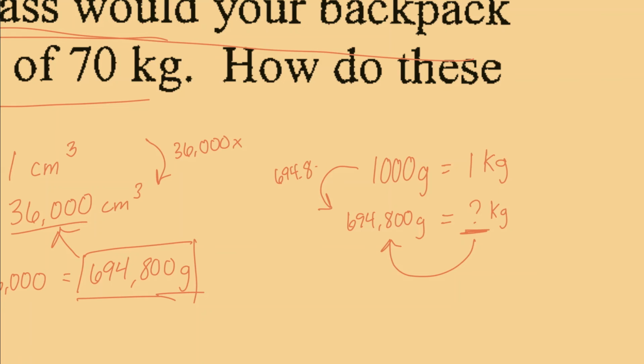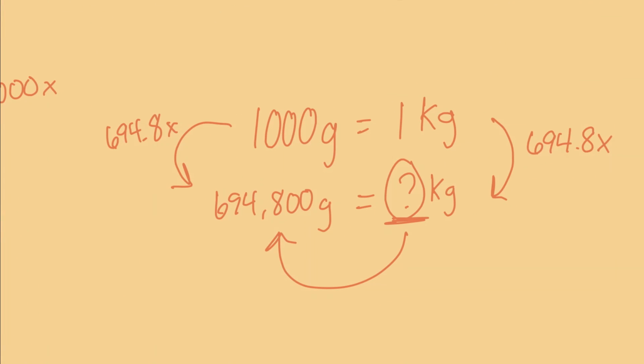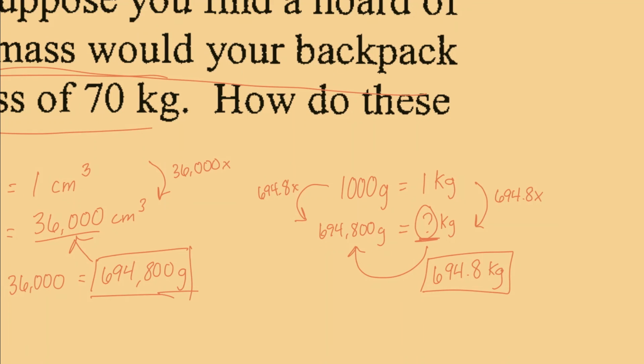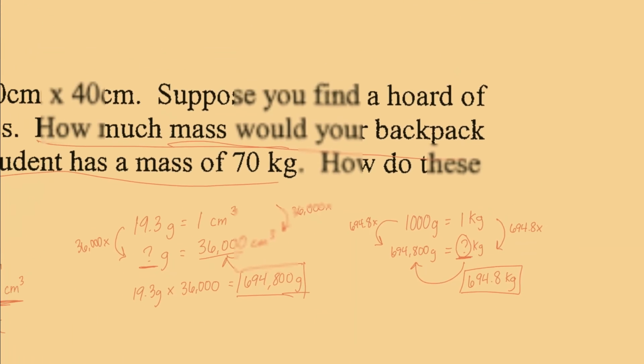694.8 is the number of times. All right, so if I have 694.8 times as many grams on my left, I should also have 694.8 times as many kilograms on my right. So to figure out what this question mark is, I'm going to say 1 times 694.8 equals 694.8 kilograms is the number of kilograms of gold that I could fit in my backpack.